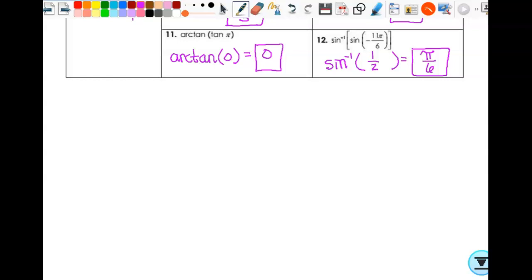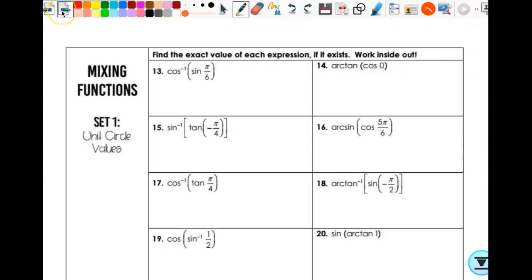All righty. So this whole front was about when they match, the arctangent of tangent, the sine inverse of sine. If they don't match, then those intervals don't matter. And that's what these look like here.